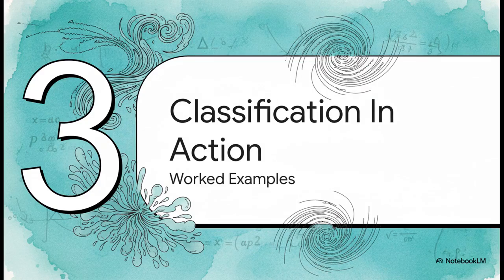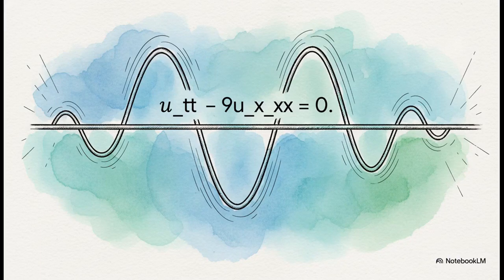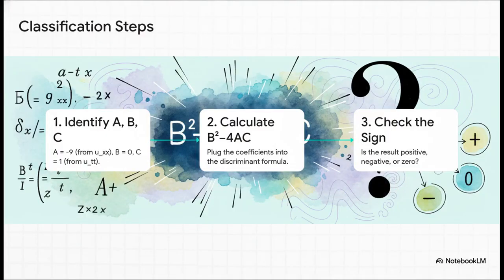Okay, that's enough theory. Let's make this real. We're going to walk through a couple of the most famous PDEs you'll ever see and see how easy it is to classify them. So first up, we have the classic wave equation. This is the math that could describe, say, the vibration of a guitar string. Our mission is to figure out its personality. The process is always these three simple steps. First, we've got to identify our coefficients.